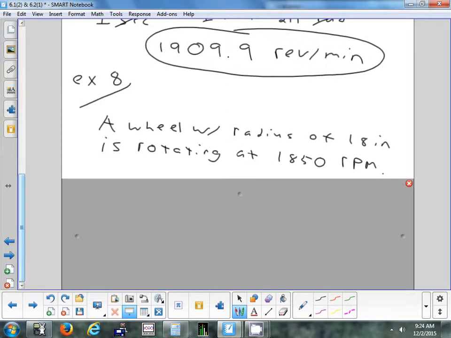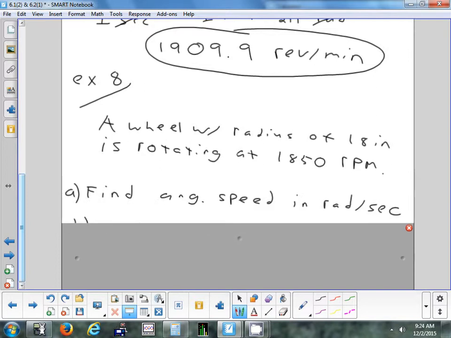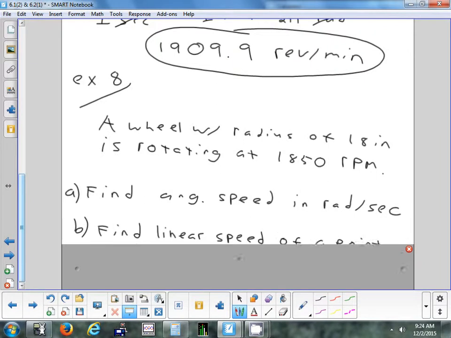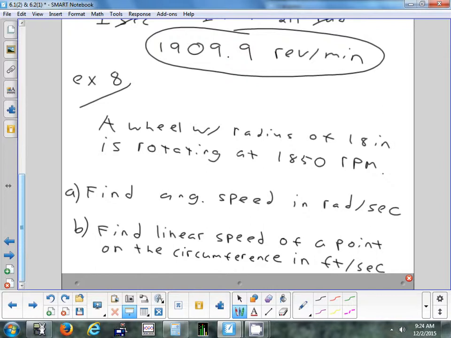Okay, and then this is going to be it for angular velocity, and then we'll look at our last thing for today. So this one says it's a wheel that has a radius of 18 inches, and the wheel is spinning at 1,850 RPMs. First thing I want to do is convert RPMs to radians per second. And then the next thing I want to find is the linear speed at a point on the circumference of the wheel, kind of like I was spinning that wheel earlier on the board. I want to find the speed of a point right on the edge of the wheel.